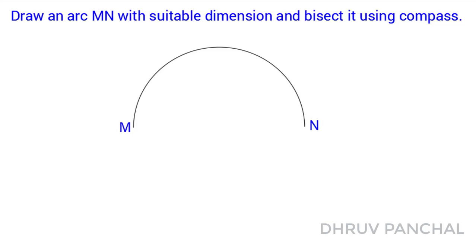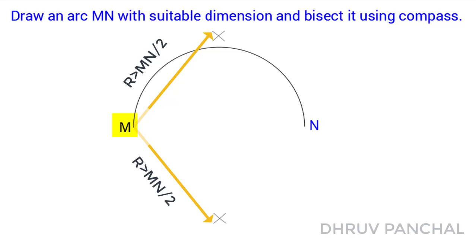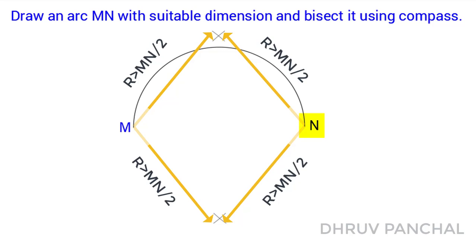With the help of compass, point M as a center and any radius r, where r must be greater than the half dimension of MN, draw arc upper side and lower side of arc MN. Similarly, point N as a center with same radius, draw arcs which will intersect with the previous arcs.